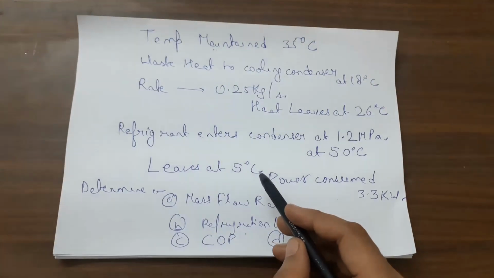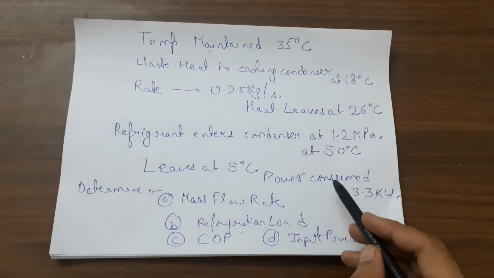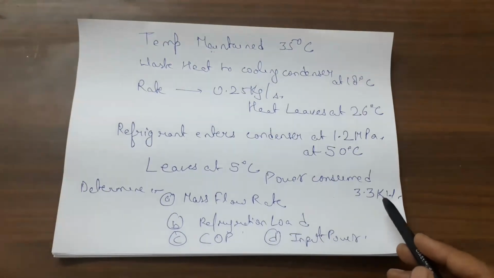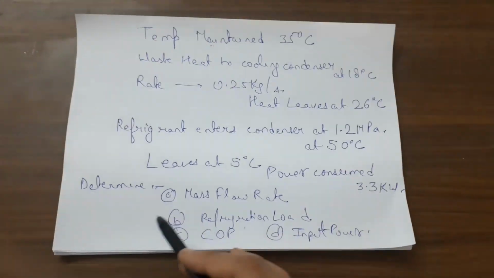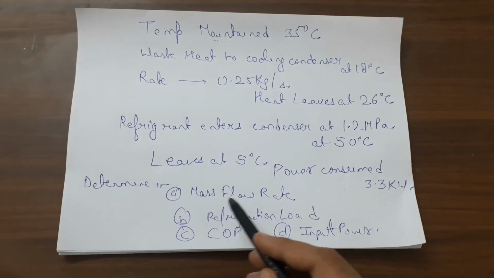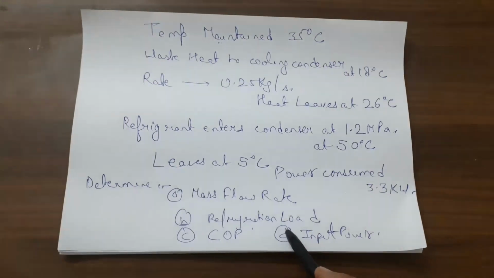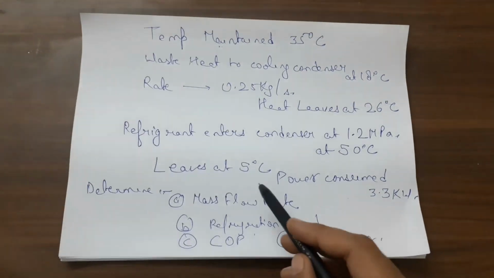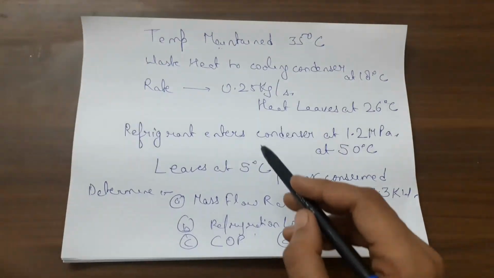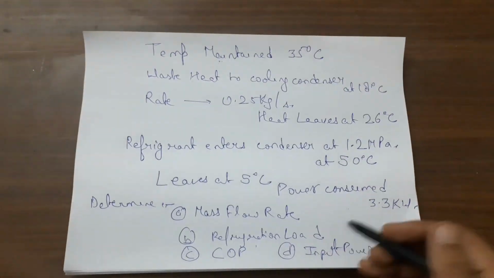In this the temperatures are given, and all these values we have to convert to Kelvin, and the power consumed is given as 3.3 kilowatt. Okay, and the quantities we have to determine are the mass flow rate, refrigeration load, coefficient of performance, and the input power. So these four things we have to determine, and these are the values which are given to find them.